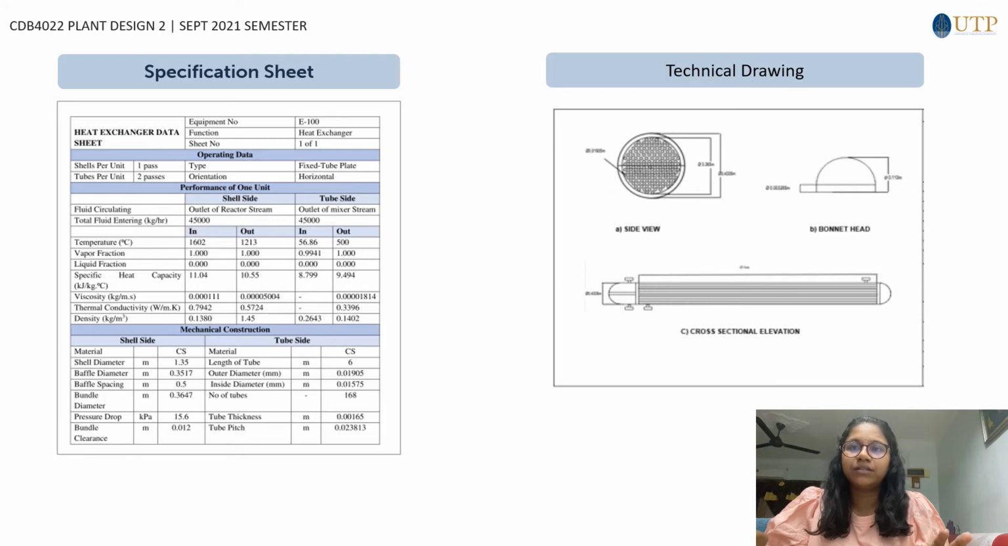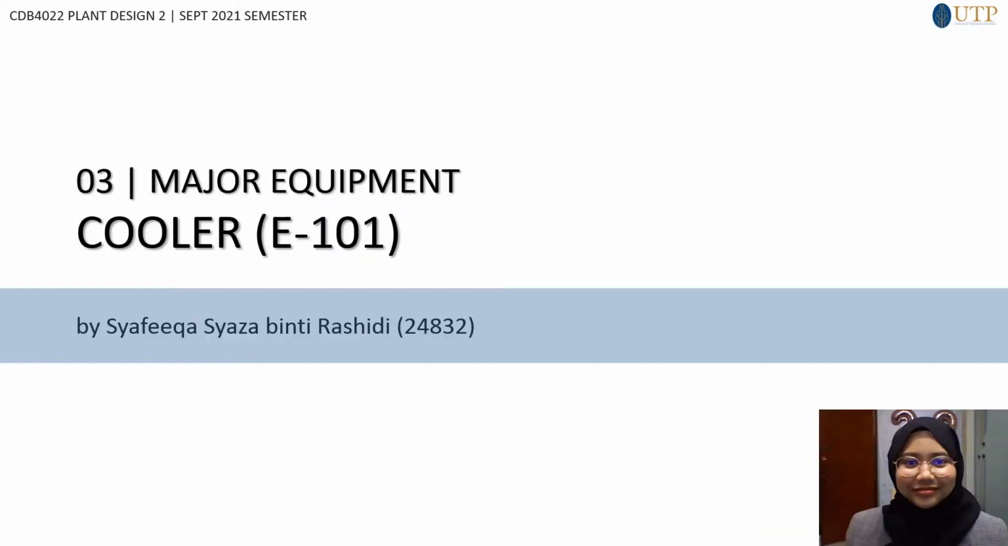And finally, this is the technical drawing of the heat exchanger, where section A shows the side view of the heat exchanger, section B shows the head of the heat exchanger, and section C shows the cross-sectional elevation.